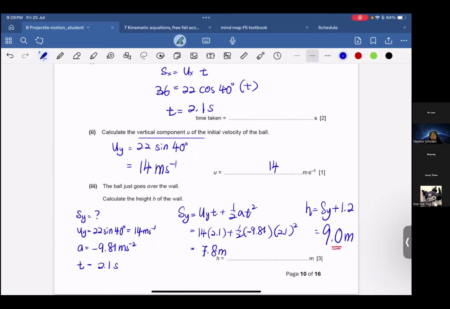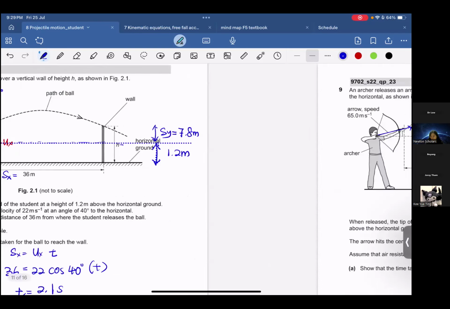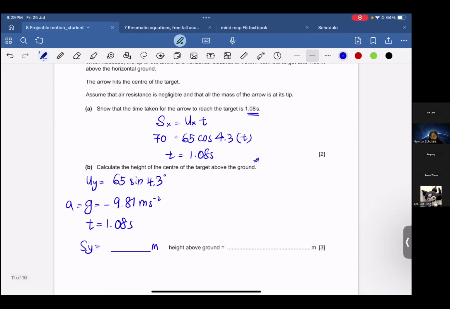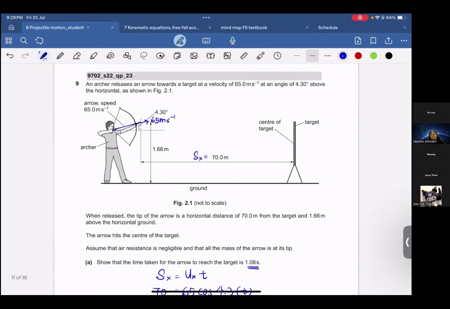Jore, no problem. If you're using 2.14 second, at the end you get 7.71, you just follow yours. No problem, because it accepts 2 to 3 significant figures. Your working step is correct. Okay, boys and girls, calculate the SY for this question. Let me have a look.